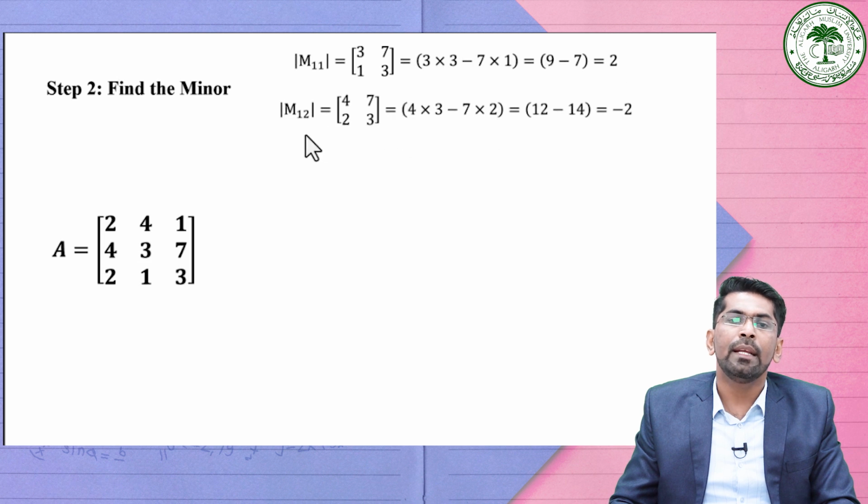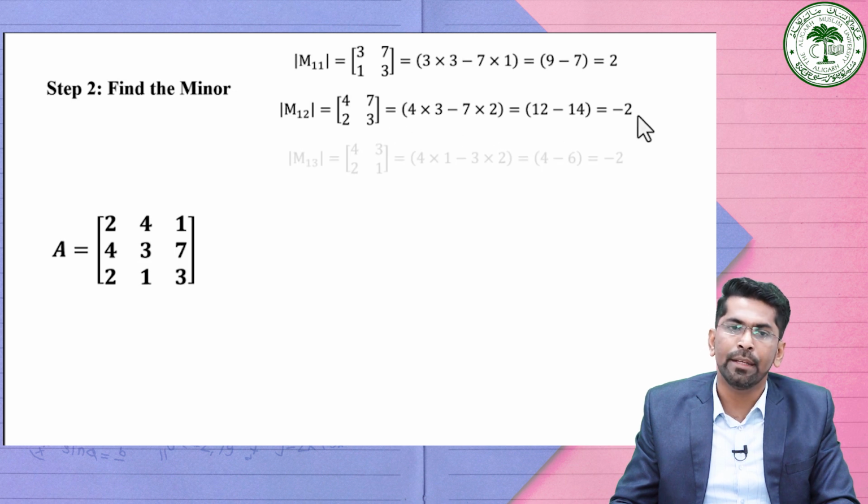Similarly, we can take the second minor, which is by crossing the second column and the first row. What is remaining here? 4, 7, 2, 1, 2, 3. So it is equal to 4 into 3 minus 7 into 2, which is equal to minus 2.